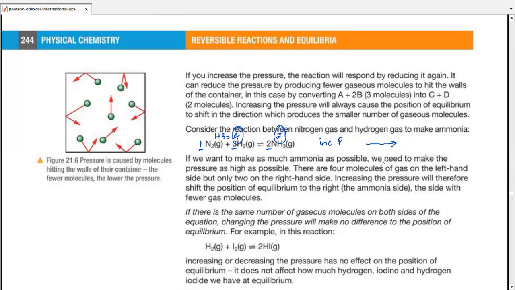Increasing the pressure will cause the position of equilibrium to shift in the direction which produces a smaller number of gaseous molecules. Make sense? Yes. Good. Now, what happens if we have something different?